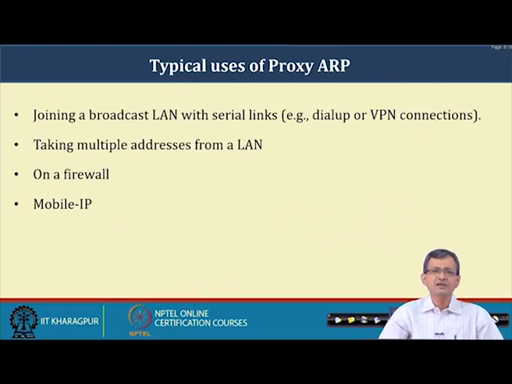So, there are typical uses like joining a broadcast LAN with a serial network, dial-up, VPN, etc., where it will be very helpful. Otherwise, this interoperability has to be handled, that is, how these IP addresses will be addressed and so on and so forth. Also taking more than one address from a LAN and handling them. On a firewall, I can have some sort of firewall-level operations. There are also issues of mobile IPs, those IPs which are mobile, where it will be very helpful, so that handling mobile IP will be much easier.